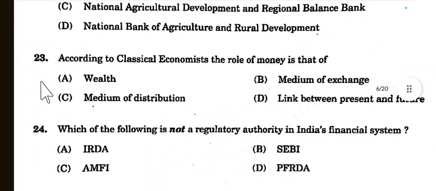Then come to question number 23. According to classical economists, the role of money is that of wealth, medium of exchange, medium of distribution, or link between present and future. According to the classical economists, the main role of money is only medium of exchange. But money has four main functions: a medium, a measure, a standard and a store. But classical economists only emphasize the medium of exchange role of money. So option B is the right choice here.